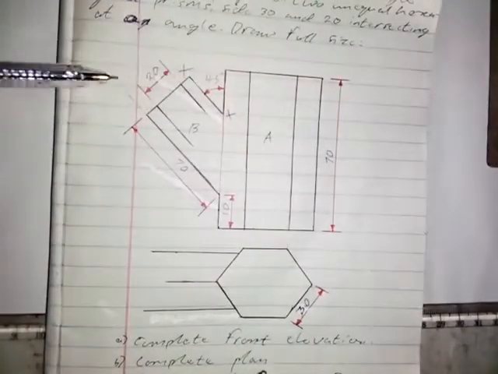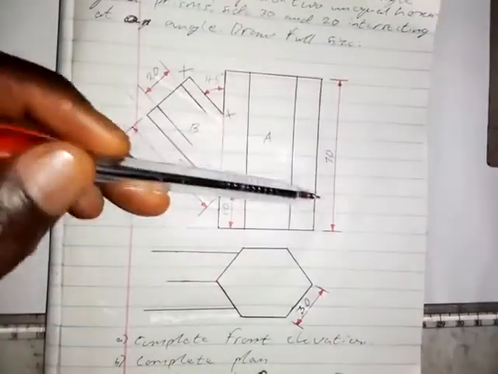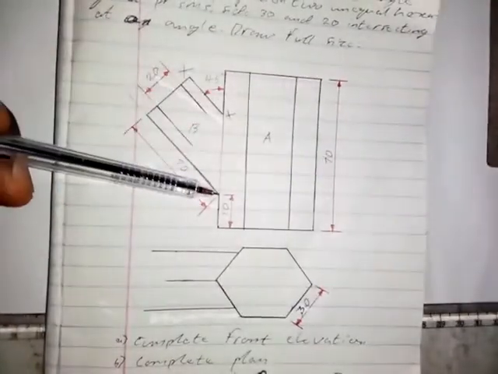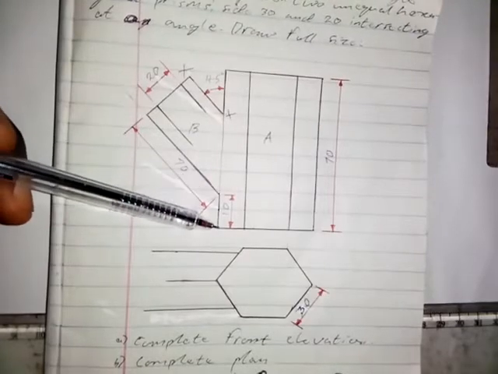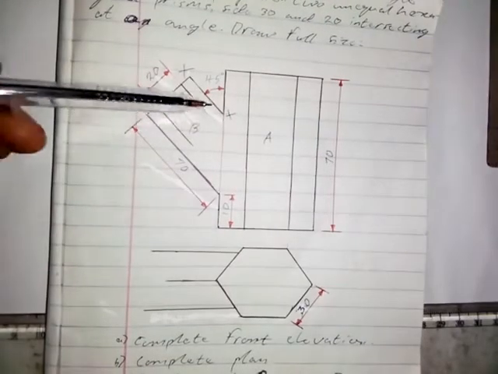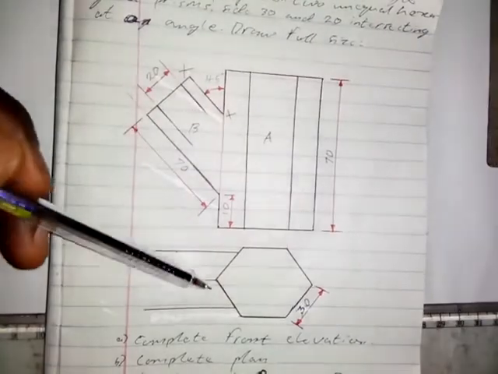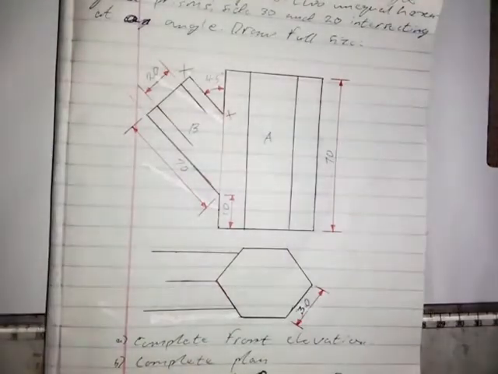As you can see here, this is prism A and this is prism B. The height here is 70 millimeters, and the distance from here to here is 70 millimeters. Then the distance from here to here is 10 millimeters. Then if you look at what we have here, you see that this is not complete, and also this is not complete. That's why they said that we should draw the complete front elevation.